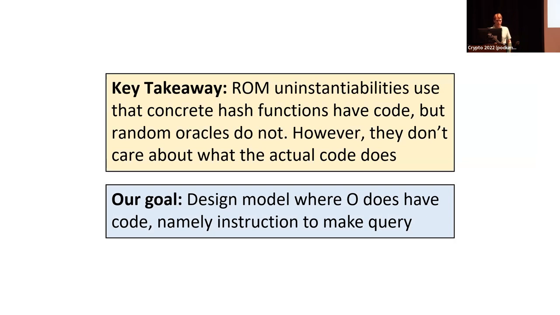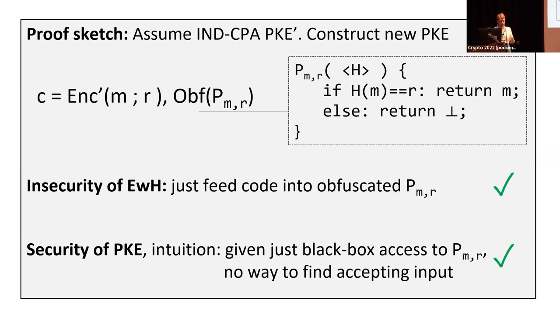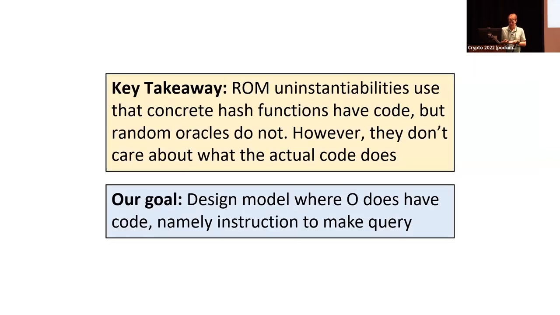Okay, so the takeaway from this is that ROM uninstantiabilities use that the concrete hash function that you're trying to instantiate with has code, and random oracles do not. We need that the hash function has code in order to create this program piece of MR that we then obfuscate in order to get our counterexample. Whereas random oracles have no code. There's no way to have a program that implements the code for a random oracle because there is no code. However, the key point is that the uninstantiability doesn't so much care about what the code is. All it cares about is that it exists so that you can create a program that has the code in it and then feed it into an obfuscator.